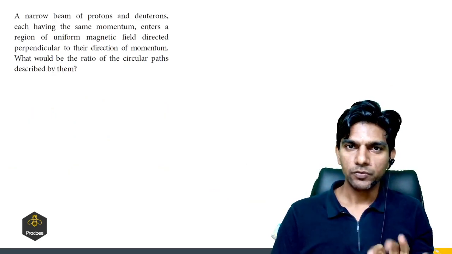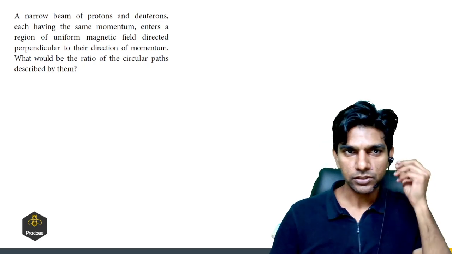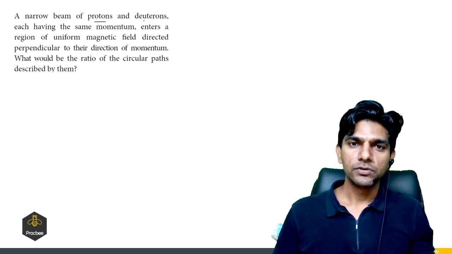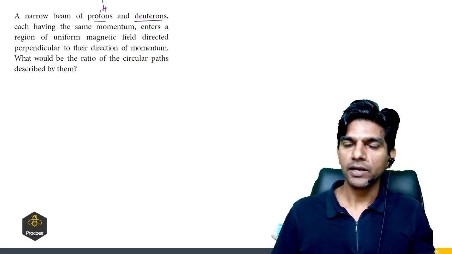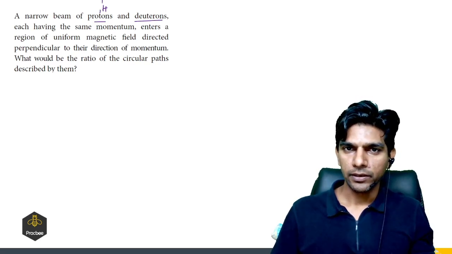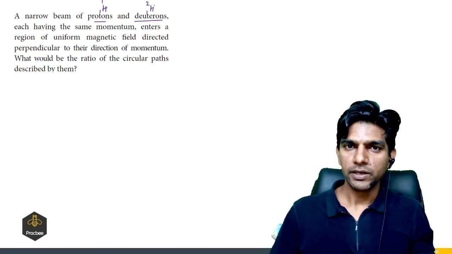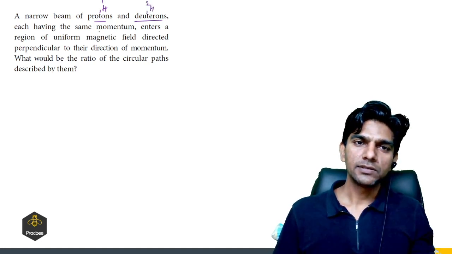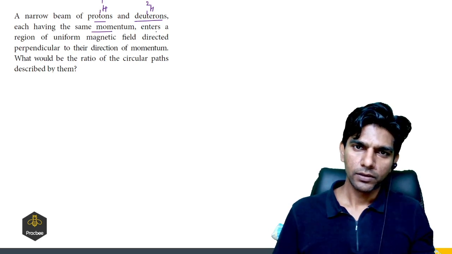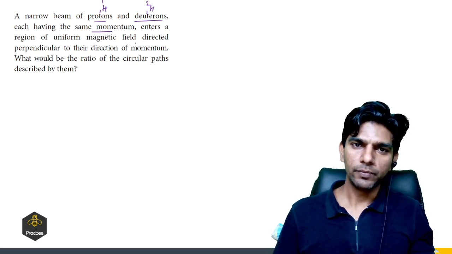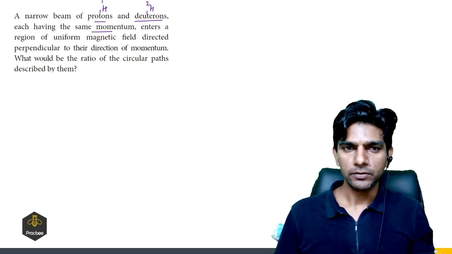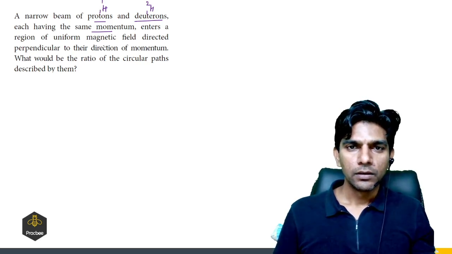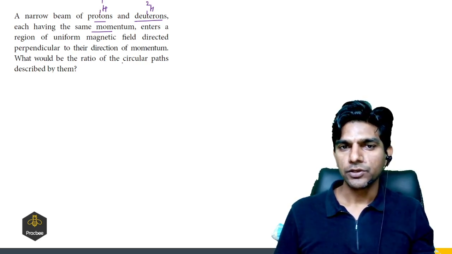Now let us see some of the questions that can be asked from this section. A narrow beam of protons and neutrons. So proton is basically, we can write it like this with mass number 1. And for the other particle, we can write this with mass number 2. Each having the same momentum, enters a region of uniform magnetic field directed perpendicular to their direction of momentum. So what would be the ratio of the circular paths?